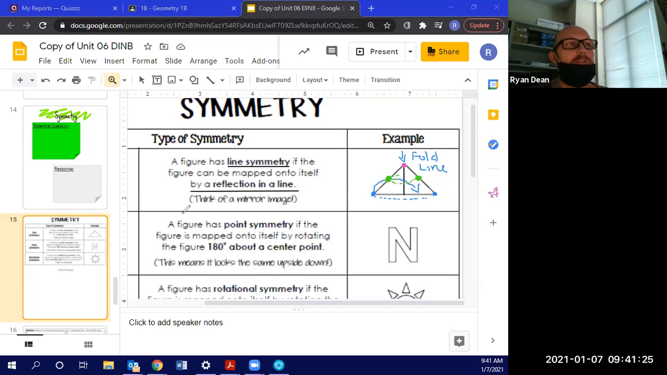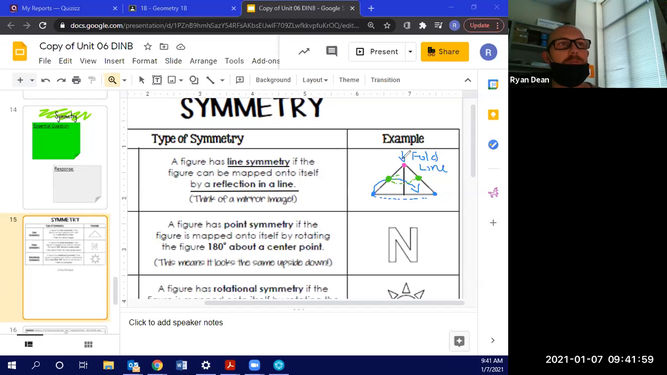So line symmetry, think of a mirrored image. It's going to be the same thing on both sides of a line. One way that you can figure out whether or not something has line symmetry is get a piece of paper, and wherever you think the line of reflection is, take your piece of paper, put it up to your computer screen, and then you would cover the portion that you think the line of symmetry should be, or the line of reflection should be.